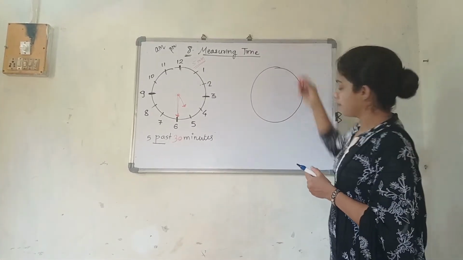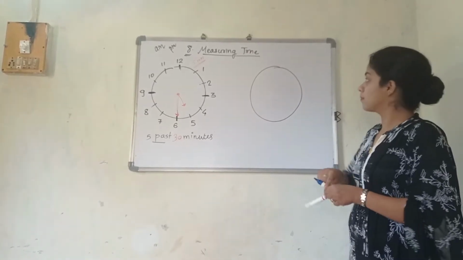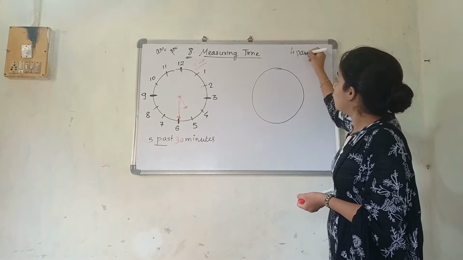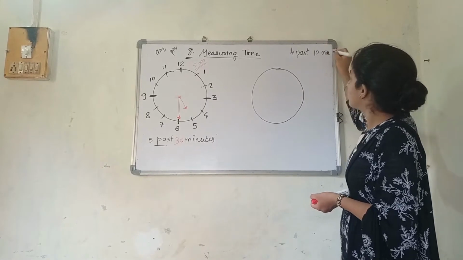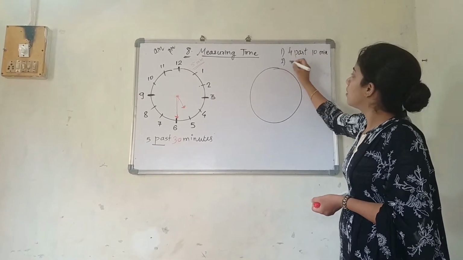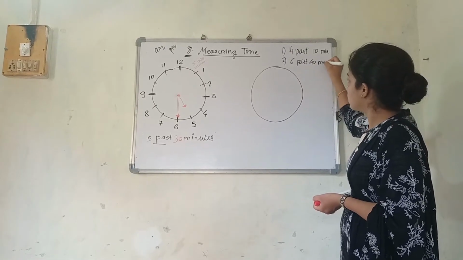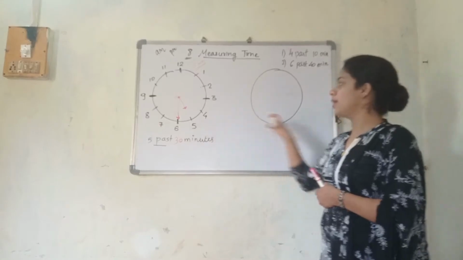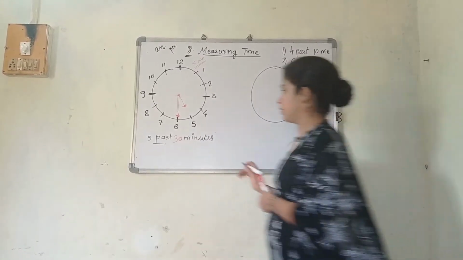For example, if I tell you, show me 4 past 10 minutes, and the second one, 6 past 40 minutes. So these are the examples. The first one I am going to show here and the second one I am going to show here. The first question is what? 4 past 10 minutes.